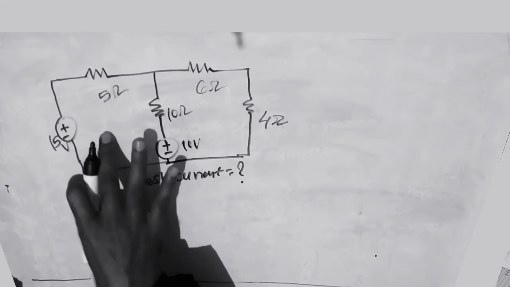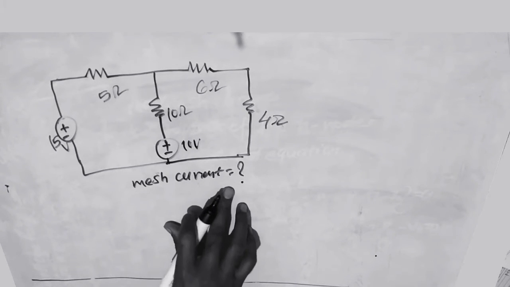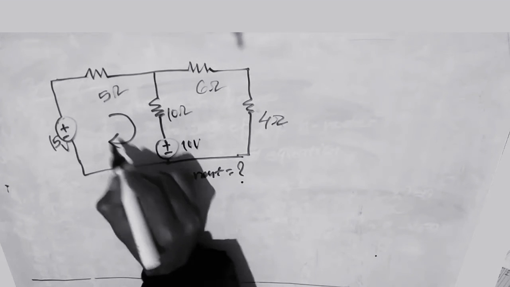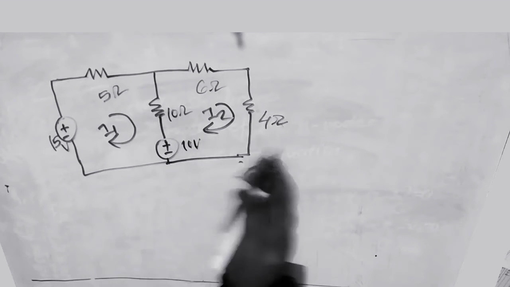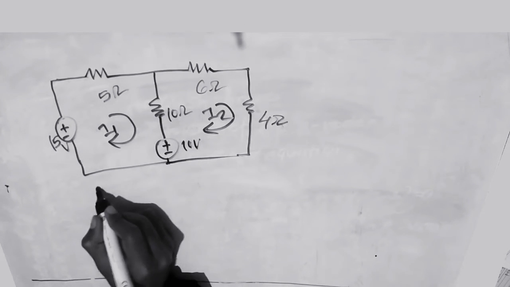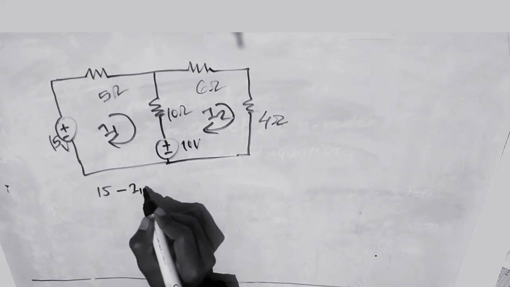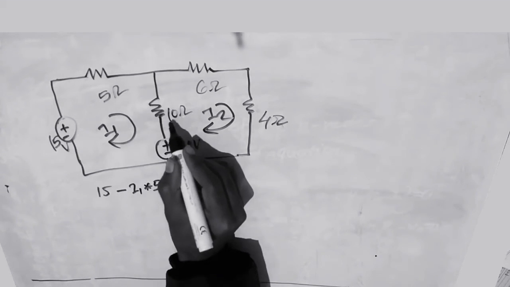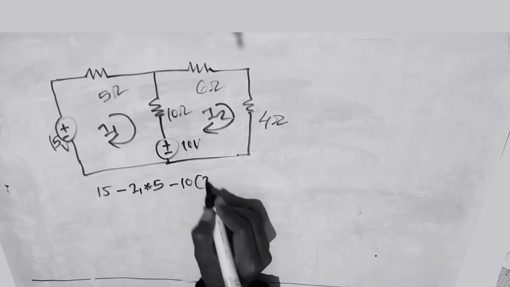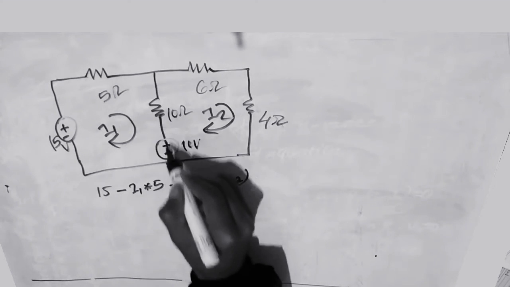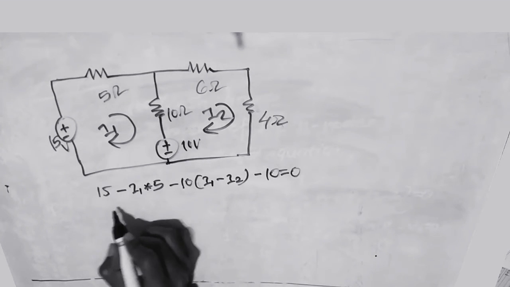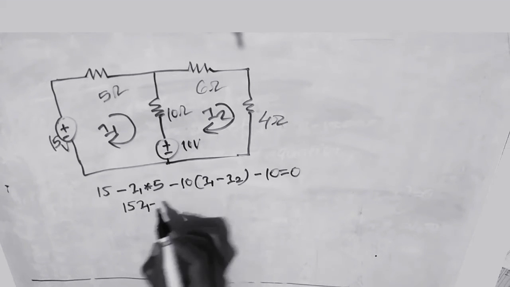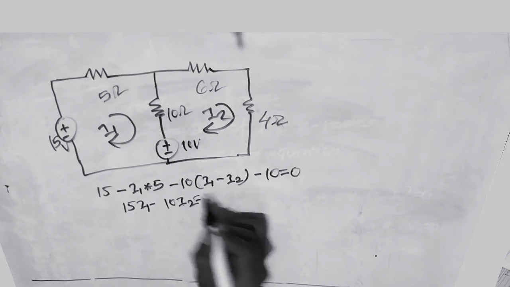So let's take one more example. Here we have one circuit, and in this circuit we have to assign the mesh currents. The first step is to assign the mesh currents. Here we have I1 and in mesh 2 we'll write I2, and after that we'll apply KVL. After applying KVL we can write 15 minus I1 into 5, and here 10 is common to both meshes, so minus 10 into (I1 minus I2), and again minus 10 equals 0. On further simplification we can write 15 I1 minus 10 I2 equals 5.